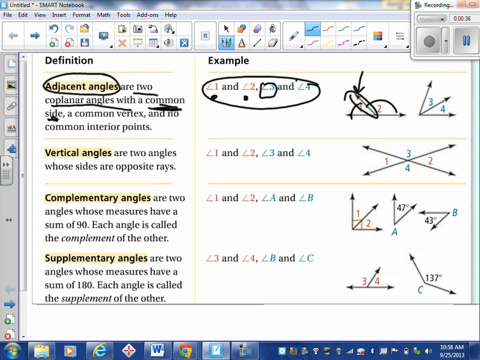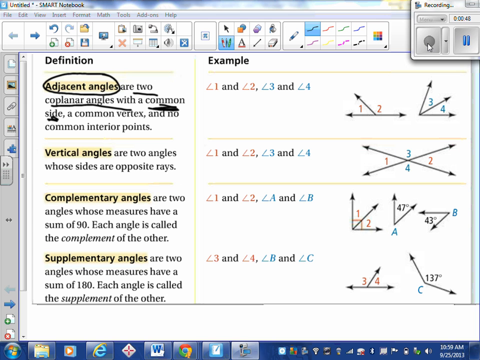Angle 3 and angle 4, these two angles right here, they share a common side. That makes them adjacent angles. So if I draw an angle that looks like that, and I put a dotted line right here, this line that I just drew in makes this side of the angle and that side of the angle adjacent.